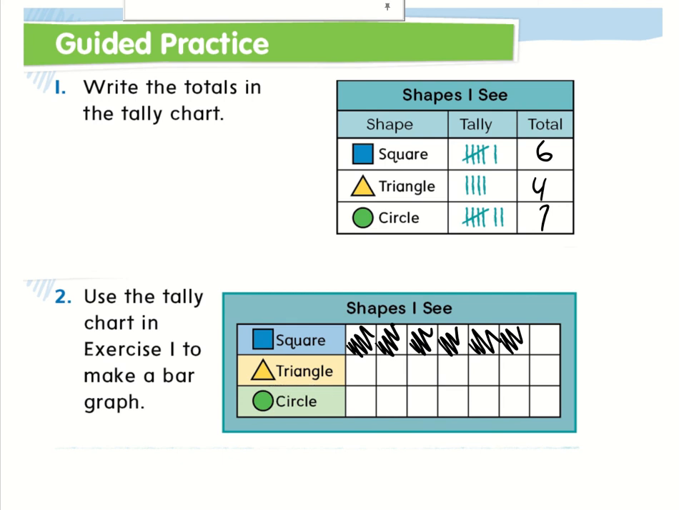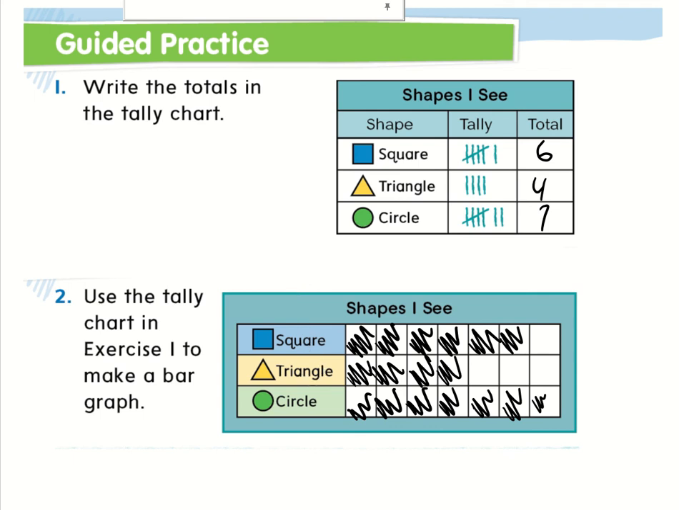So for this one, the triangle has 4, so we're going to color in 4 boxes. So I have 1, 2, 3, 4. And then the last one, boys and girls, for the circle to make our bar graph, you guessed it, we're going to be doing 7 of these. So I'm going to do 1, 2, 3, 4, 5, 6, and 7. So our bar graph here on the bottom, boys and girls, is going to be colored in a little better when you do it because you're going to have crayons and you can take your time with that.